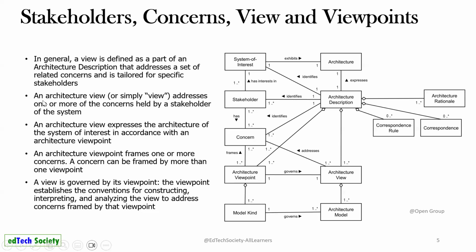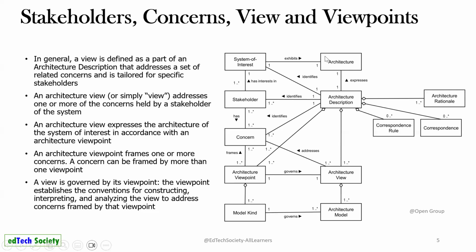As you can see, an architecture view addresses one or more of the concerns held by the stakeholder. So it is establishing the relation between the concern and the architecture view. And as you can see, the architecture view addresses, it's a 1:1 relationship, the concerns of the stakeholders. So first it is the mapping between the architecture description, system of interest, stakeholder concern, and architecture view and viewpoint.